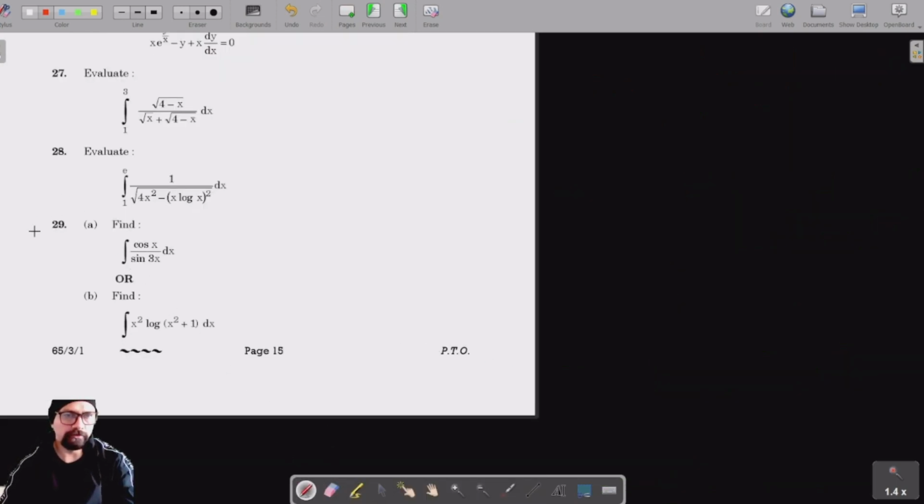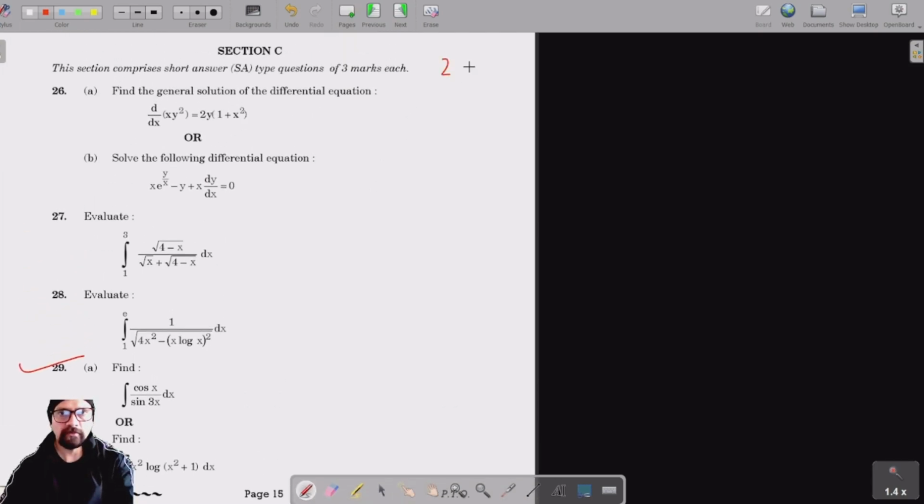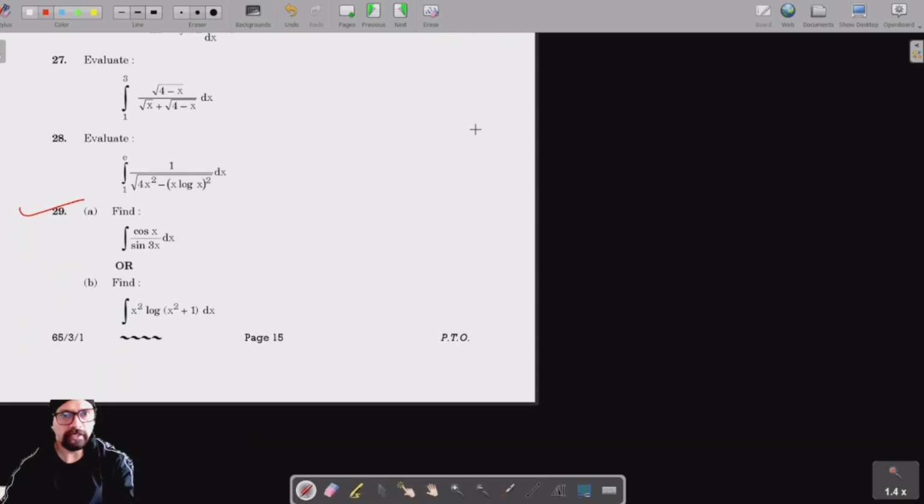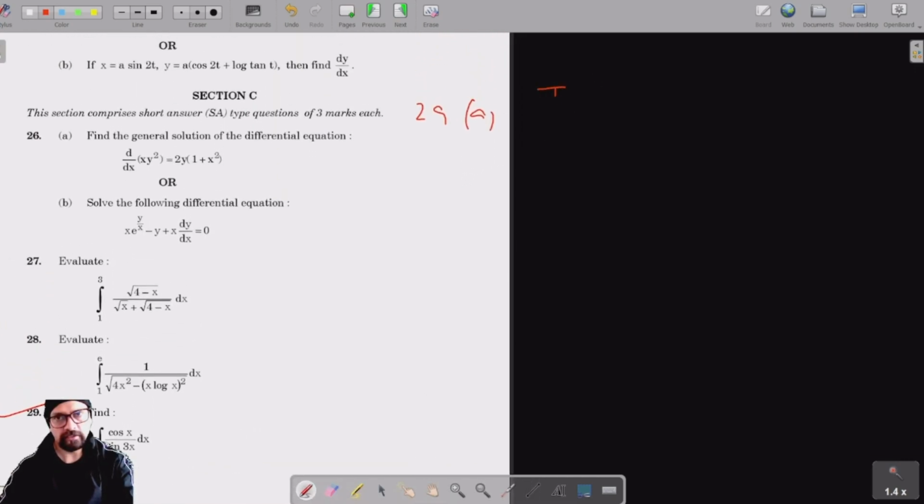Okay, we are going to solve question number 29 part A. So for question number 29 part A, we have to integrate. Let's say our integral I is equal to the integration of cos x by sine 3x.